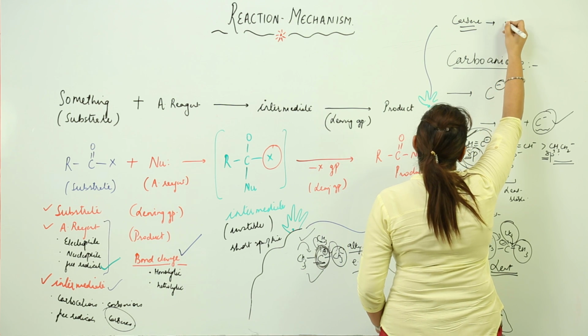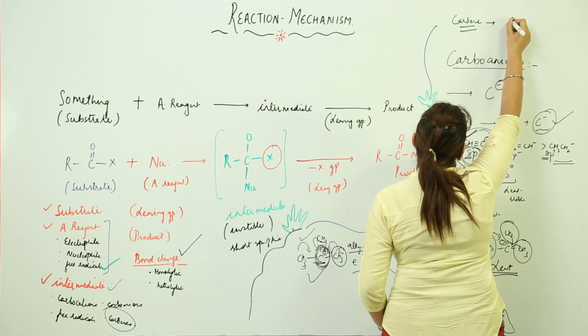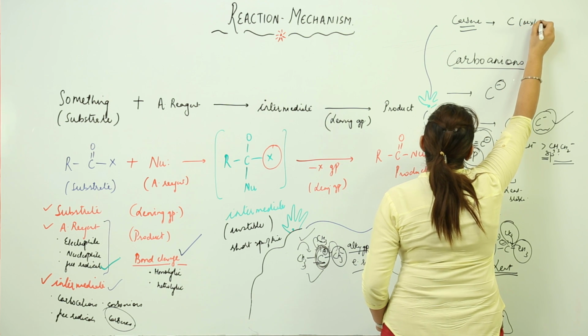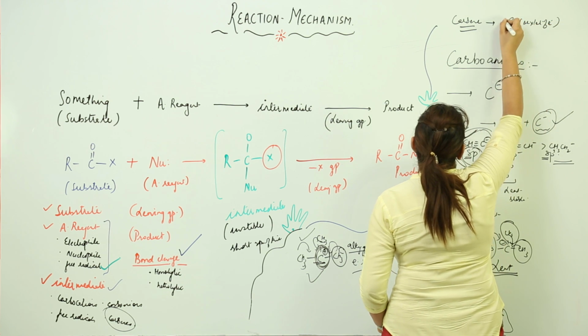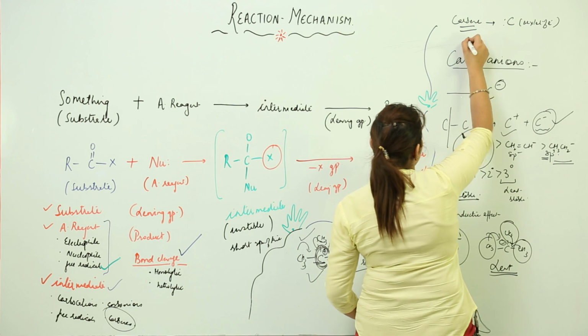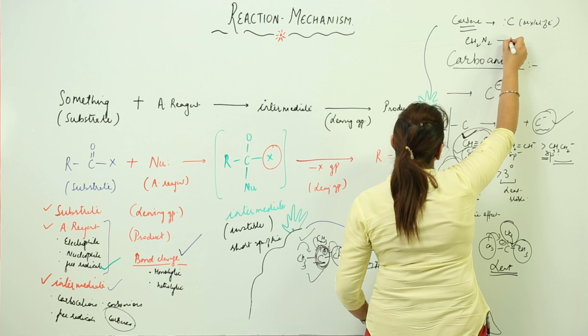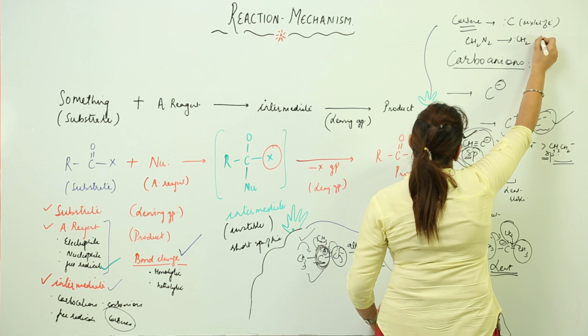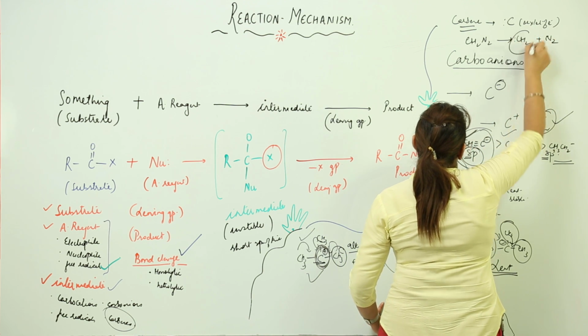Carbene is an organic compound, or a species, in which the carbon has a sextet of electrons. It does not have any charge, it has a sextet of electrons, right? So for example, we have CH2N2, and it breaks in this way so that we get a carbene. So this is our carbene.